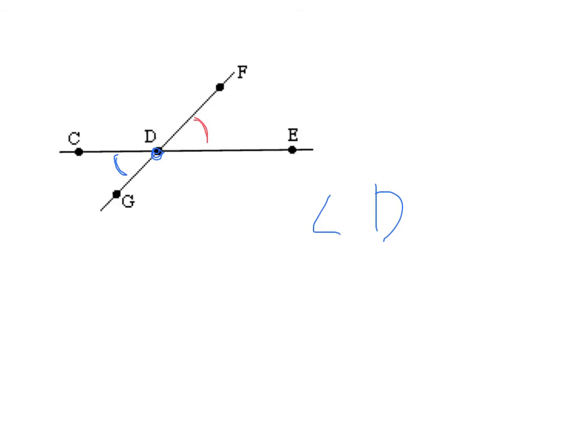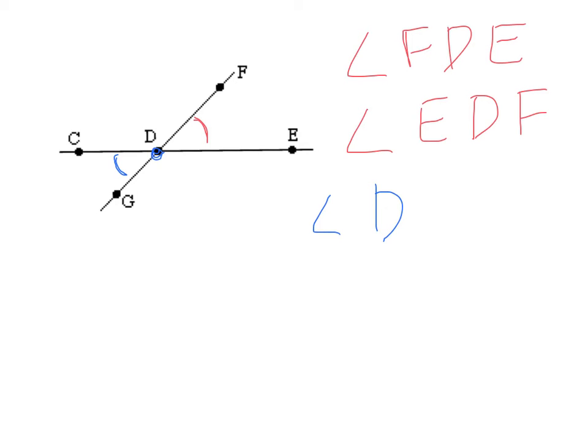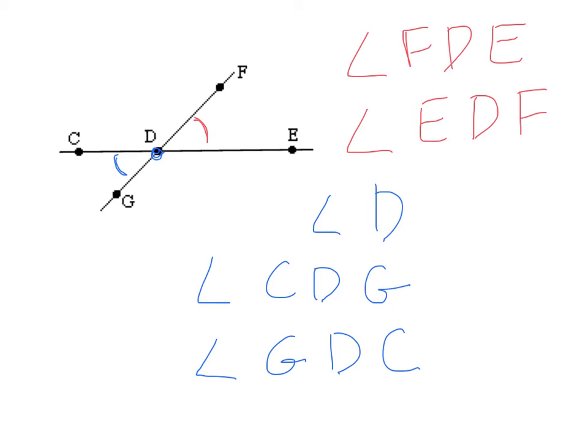So we would try to use a different name. The red angle could be named angle FDE or angle EDF. The blue angle could be named angle CDG or angle GDC. You might be saying, Mrs. Fodder, I see more angles. You're absolutely right. When we cross two lines, we actually get 4 angles. We have the red angle, the blue angle, we have this purple angle, and we have this green angle.